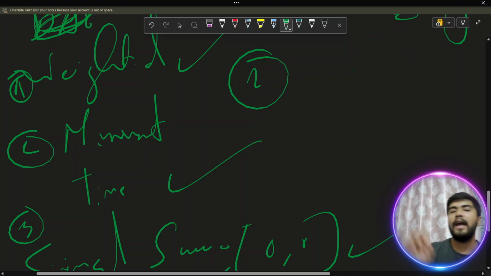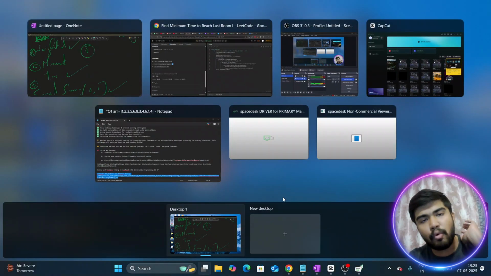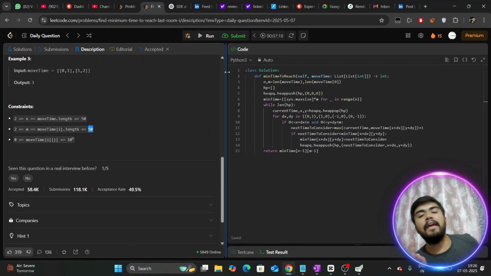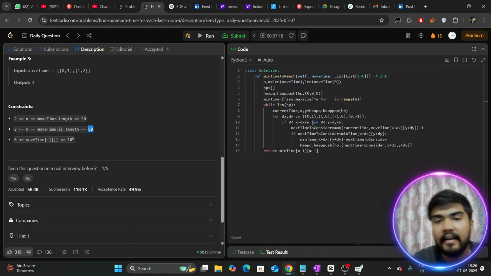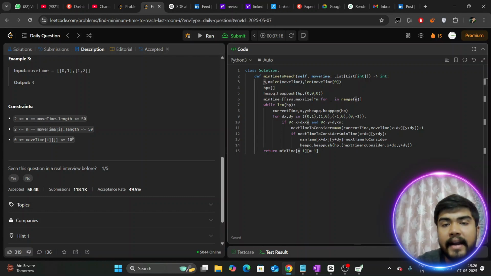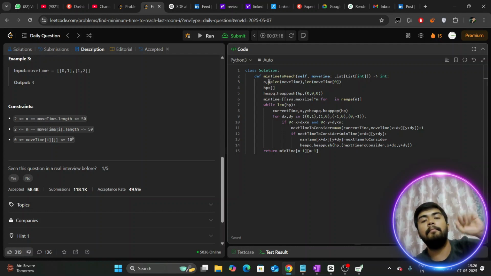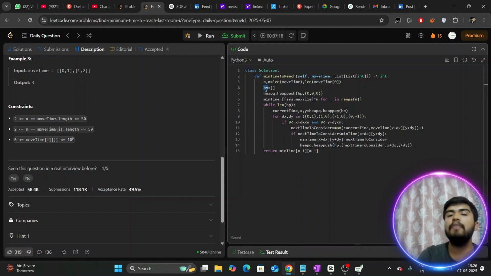There is nothing new in the code. I have exactly written my own template, no overcomplication, nothing. Yes, so I have started my n and m to be len of move time and len of move time of 0. That is the number of rows n, number of columns m, and I have initialized a heap, because we need a priority queue or heap queue to run our Dijkstra.